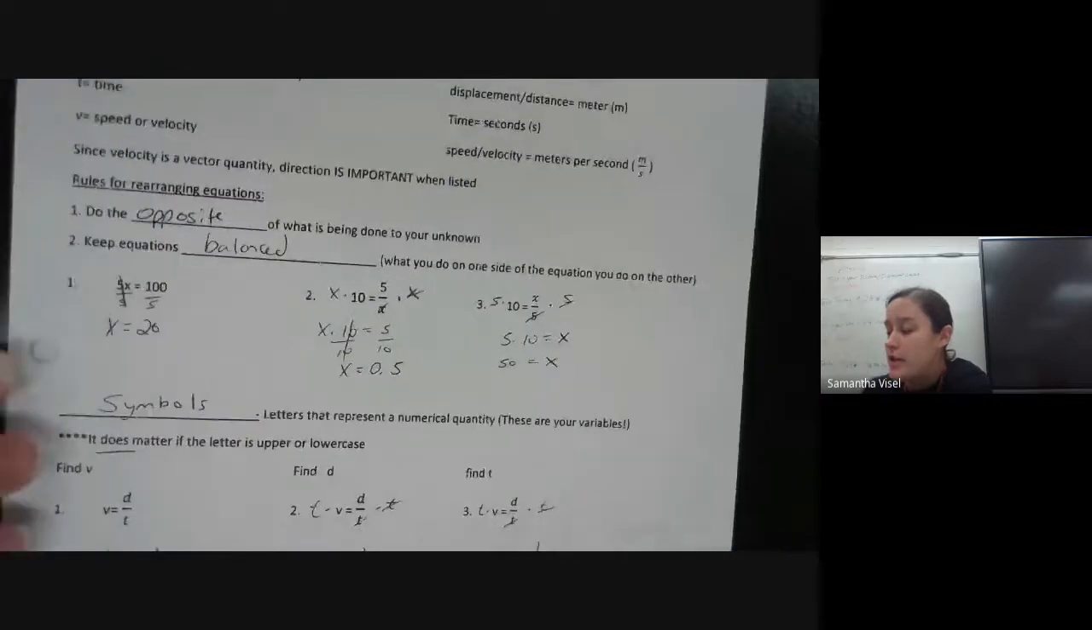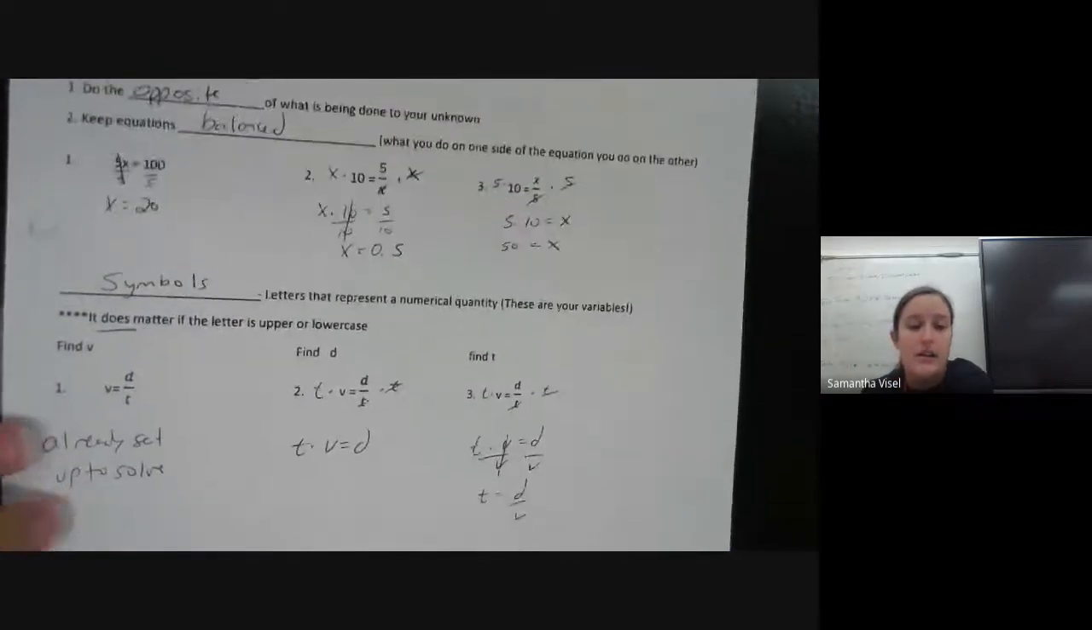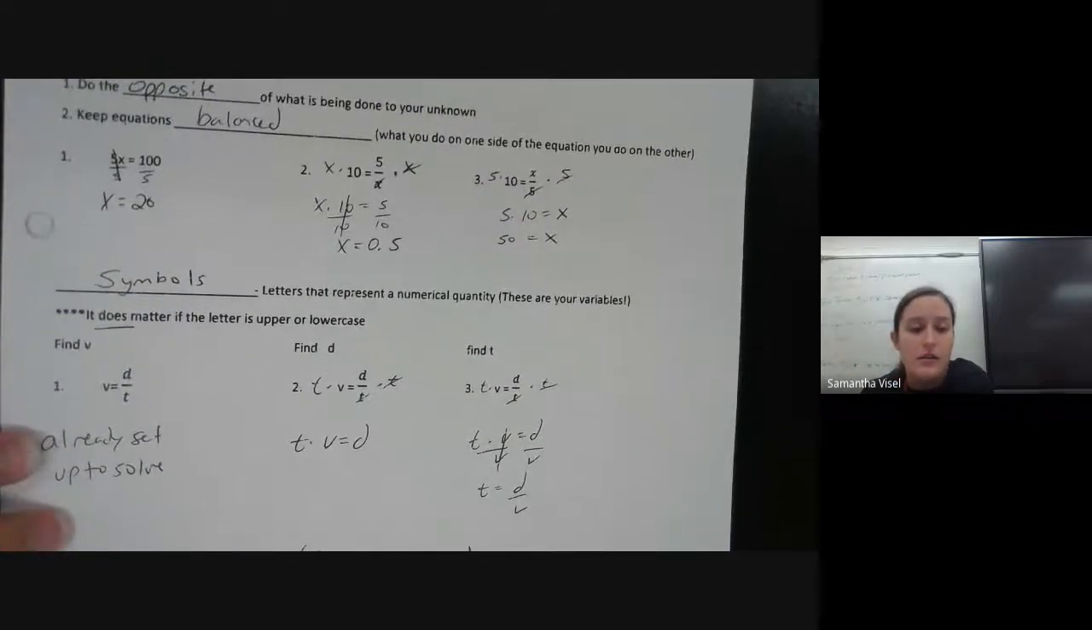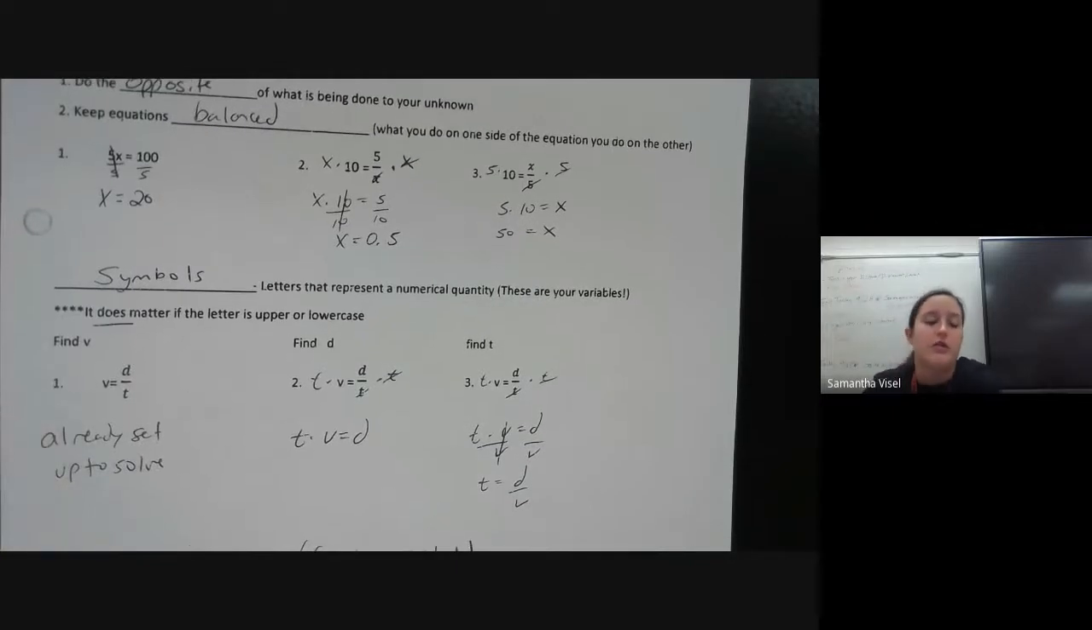So when we rearrange an equation in physics, it's often good to rearrange the equation before we plug in numbers, because sometimes the numbers are really long and there's a lot of them. So it's a lot easier, it's a lot less work, less steps if we rearrange the equation beforehand.